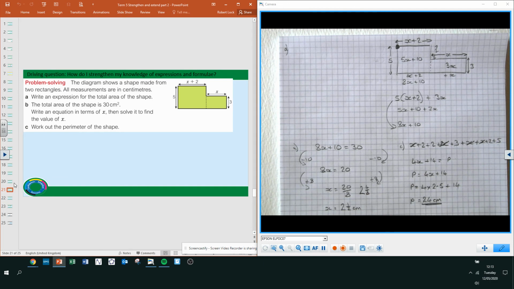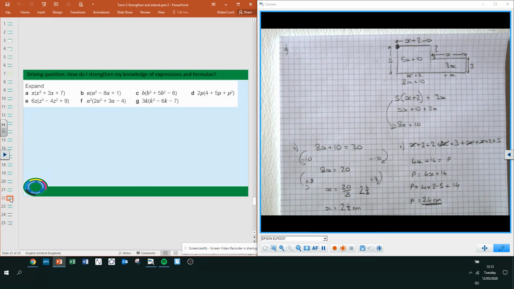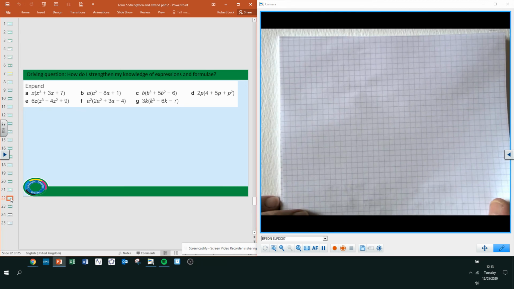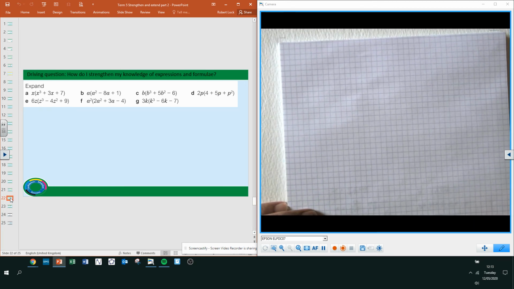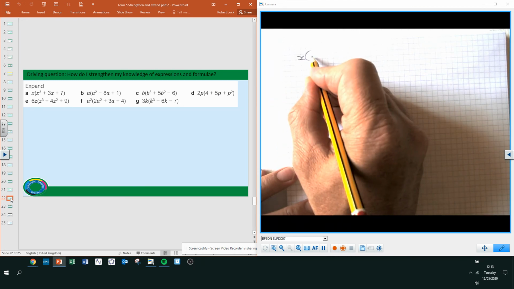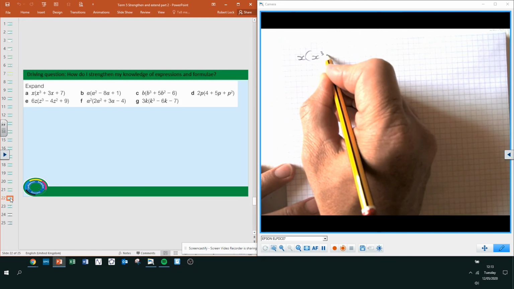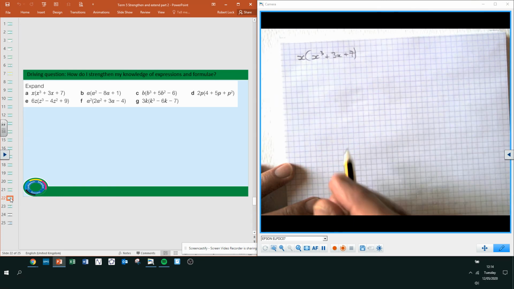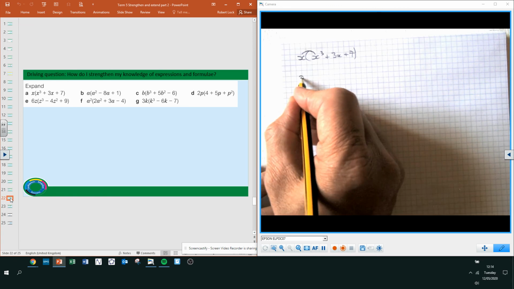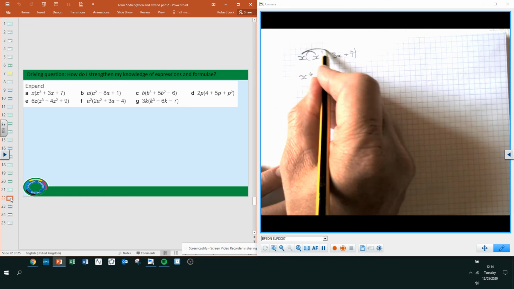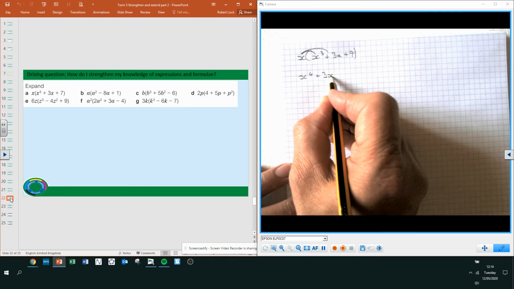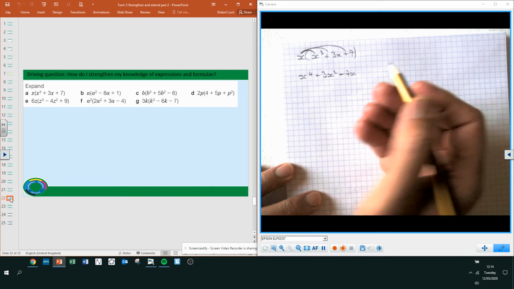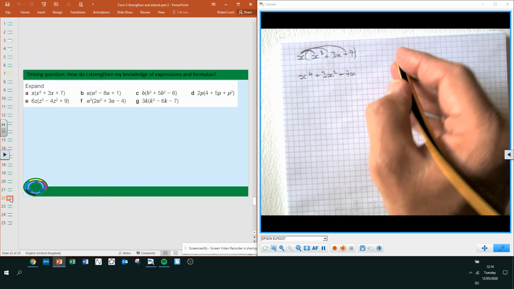Let's expand. Easy. X bracket x cubed plus 3x plus 7. So that is x to the power of 4 plus 3x squared plus 7x. Don't need to simplify. It's done.